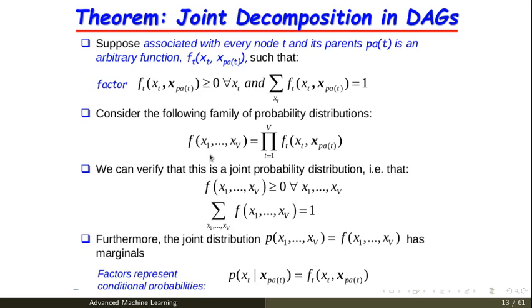So basically, if you decompose the joint distribution such that it involves only xt and its parents, it comes out that this function is the conditional distribution, which is what I told you to remember.